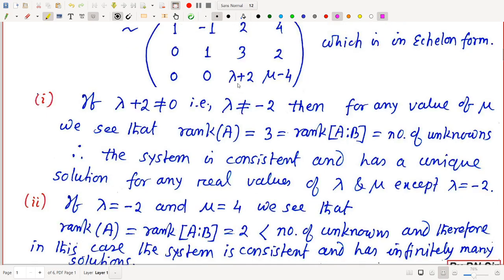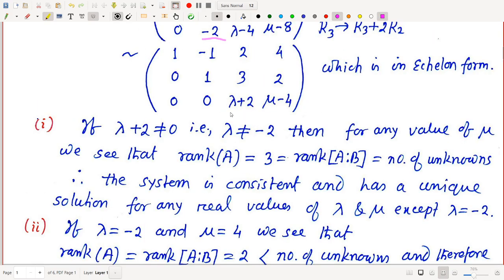Now if lambda plus 2 is not 0, then the third row is non-zero, whether mu equal to 4 or not, no matter. If lambda plus 2 is not 0, then the third row will be non-zero for both A and [A : B]. Up to this is A. So if lambda plus 2 is not 0, rank A will be 3, and automatically rank [A : B] will be 3, because this is non-zero. That's why we have written if lambda plus 2 not 0, that is lambda not equal to minus 2.